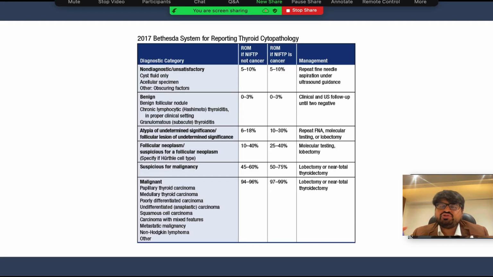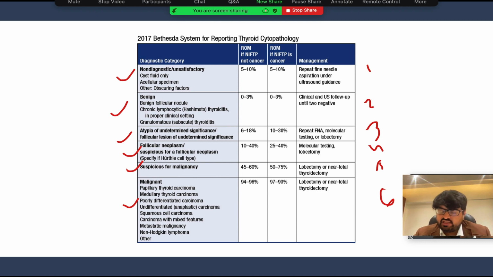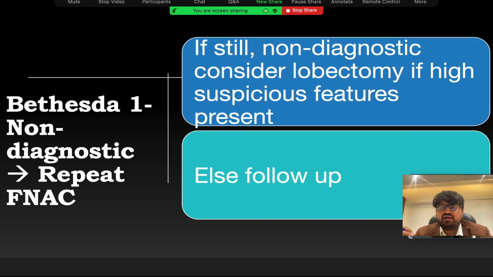Bethesda classification is used to classify the patient based on the FNAC characteristics. So you have Bethesda 1, 2, 3, 4, 5 and 6. Right? Bethesda 1 is non-diagnostic. We'll discuss each of them. Bethesda 2 is when you have a benign characteristic. Bethesda 3 is atypia of undetermined significance, or follicular lesion of undetermined significance. Then you have Bethesda 4, which is a follicular neoplasm. Then Bethesda 5, which is suspicious for malignancy, and Bethesda 6, which is confirmed, almost certainly malignancy. So these are the various Bethesda classifications. We'll discuss each of them in detail.